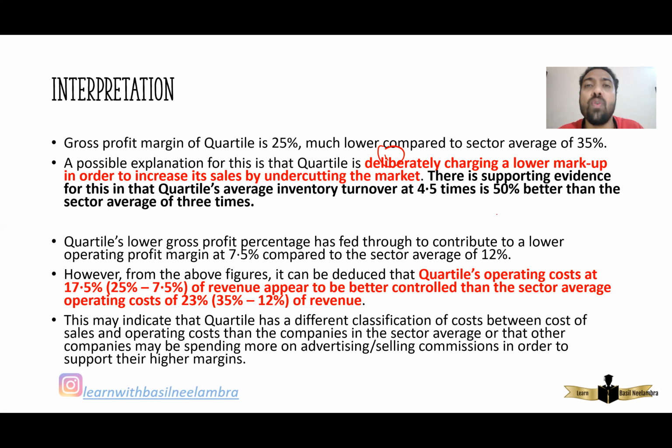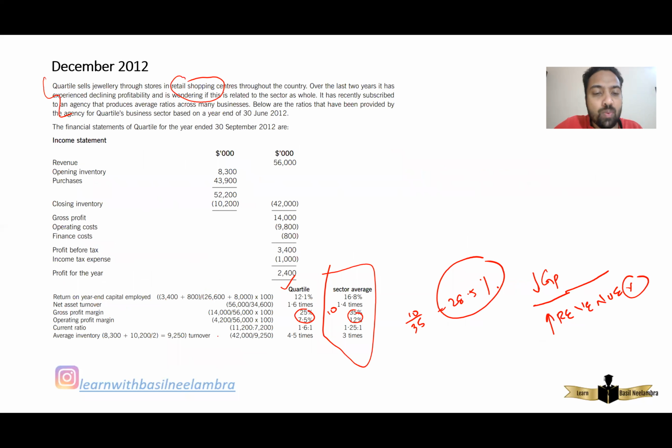Now we have to prove they are doing like that. So to prove that, if you see this average inventory turnover, it shows how many times. Sector is only 3 times. Cotail, it is 4.5. So what is inventory turnover? Inventory turnover tells how fast are you converting your inventory into sale.